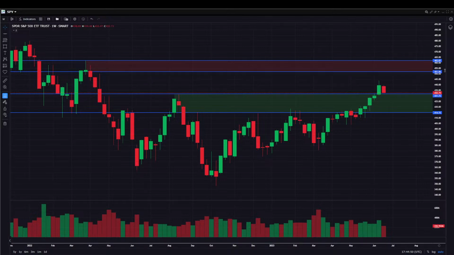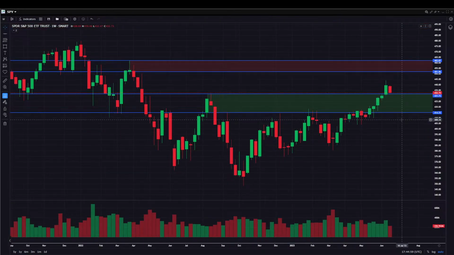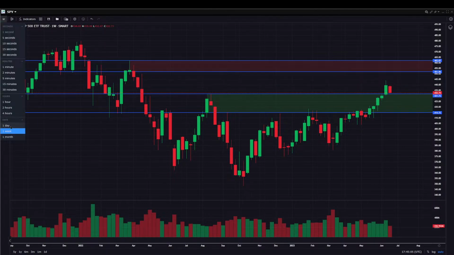451.96, 414 key level to watch. Still a retracement, pullback until I see that level break for me. Or 431.73.